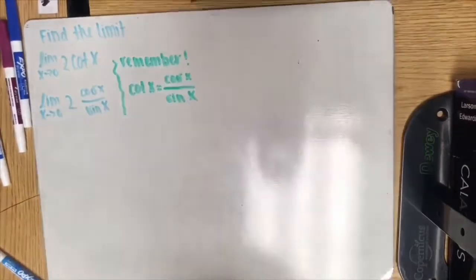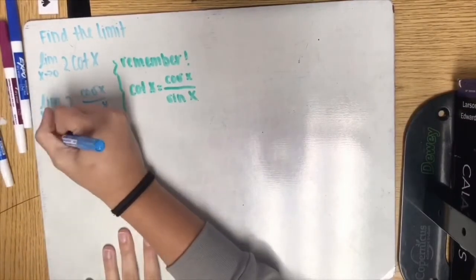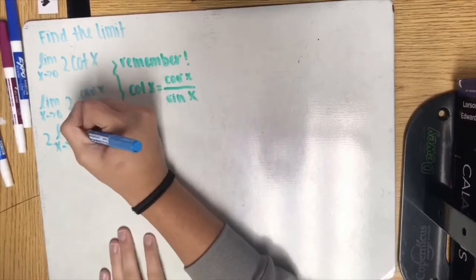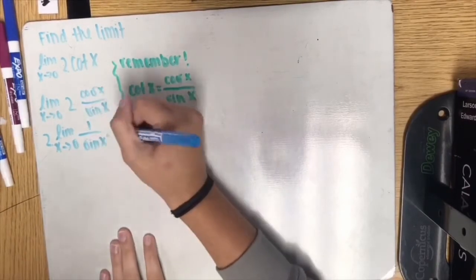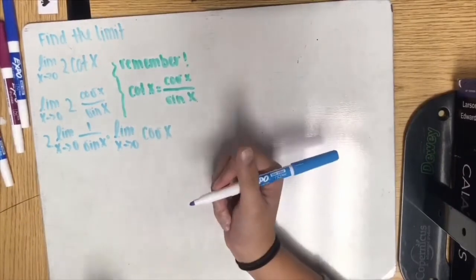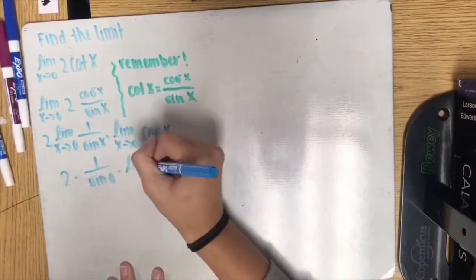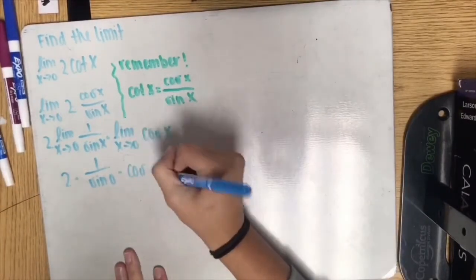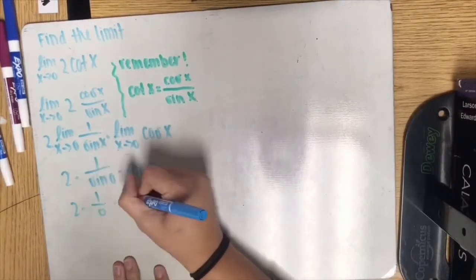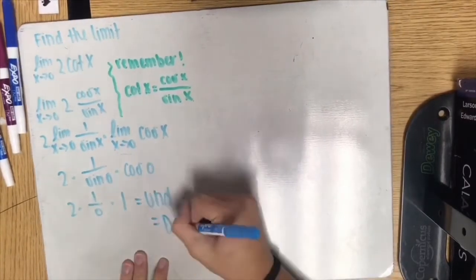The next step is to expand cosine x over sine x into two separate equations, take the limit of both, and multiply the whole thing by 2. Next, you are going to sub x for 0, which will give you 2 times 1 over sine 0 times cosine 0. This equals 2 times 1 over 0 times 1, which is undefined because it's a vertical asymptote, which does not exist.